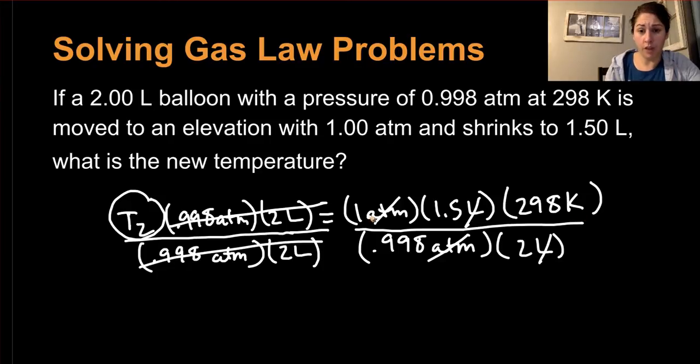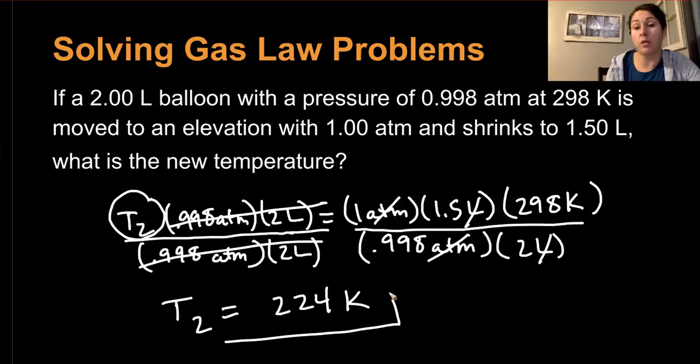Now, I want to multiply across the top, multiply across the bottom, and divide top by bottom. Make sure you do proper order of operations. So check this in your calculator, and when you do, you should get 224 Kelvin. Now, we started with 3 sig figs. All of them actually had 3 sig figs, so we should end with 3 sig figs. And so that's my double check.